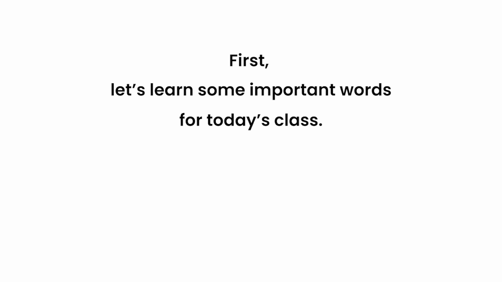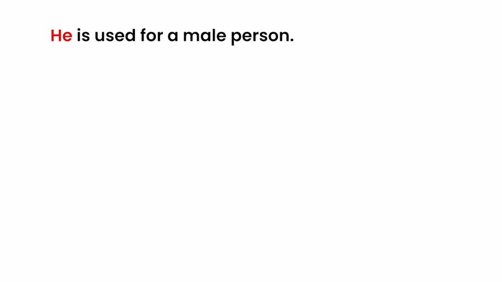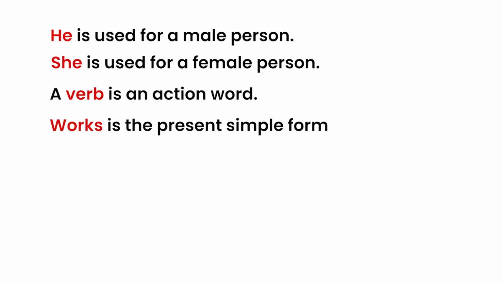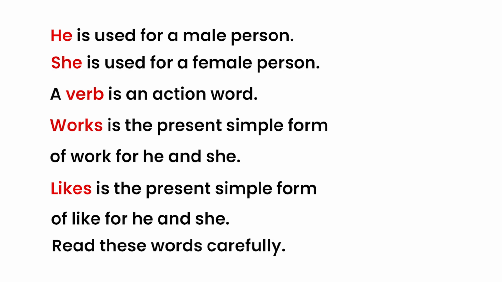Part 1. Vocabulary. First, let's learn some important words for today's class. Listen carefully and repeat after me. He is used for a male person. She is used for a female person. A verb is an action word. Works is the present simple form of work for he and she. Likes is the present simple form of like for he and she. Read these words carefully.